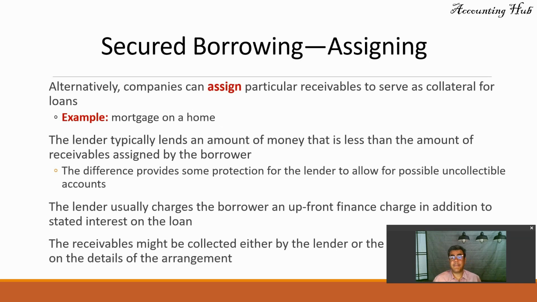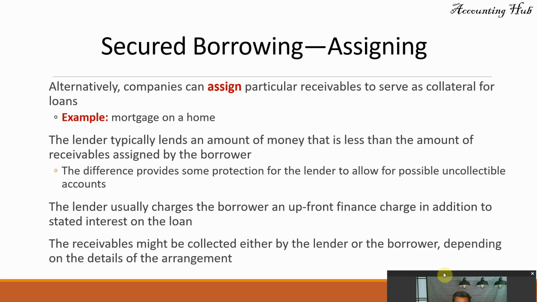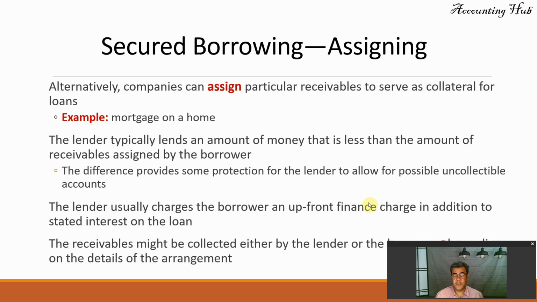Or we can assign particular receivables to serve as collateral. Example, a mortgage on a home. The lender typically lends an amount of money that is less than the amount of receivables. The difference provides some protection to the lender, and the lender usually charges the borrower an upfront finance charge in addition to stated interest on the loan. And the receivables might be collected either by the lender or borrower, depending on the arrangement. So this is how we usually work.